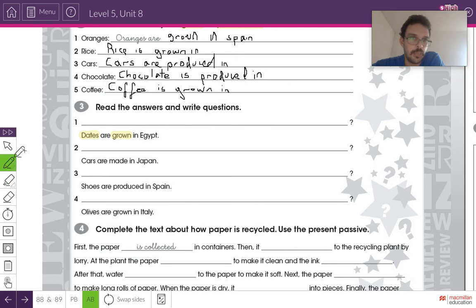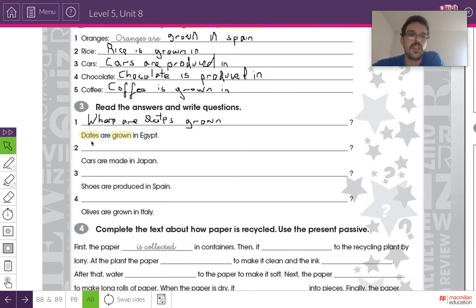Just like in the book, I'm going to say where, donde, where, and then where are, and then I put the object, dates. My writing is terrible. Where are dates grown? So I'm making the question here. Where are dates grown? Dates are grown in Egypt.